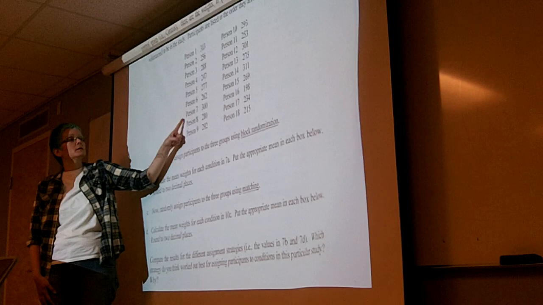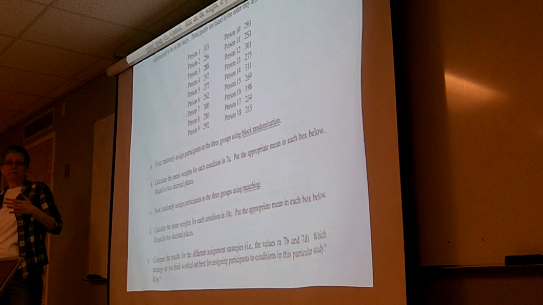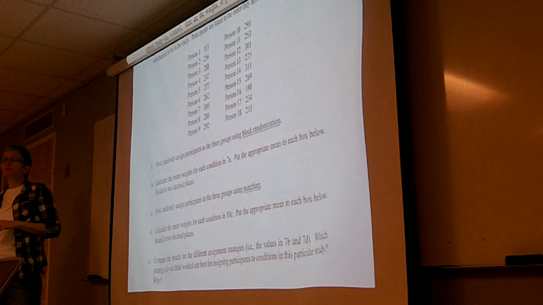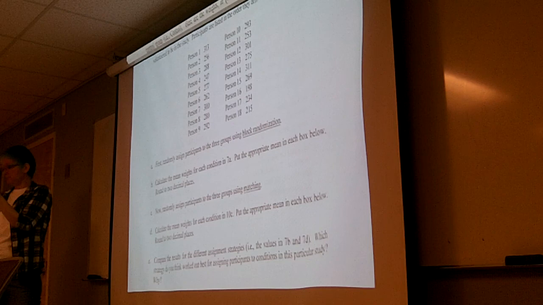Okay. Does that make sense? Do you see what we're doing? Just mapping those block orders onto the people as they come into the laboratory. And if I do that, I will end up with six people in A, six people in B, and six people in C.